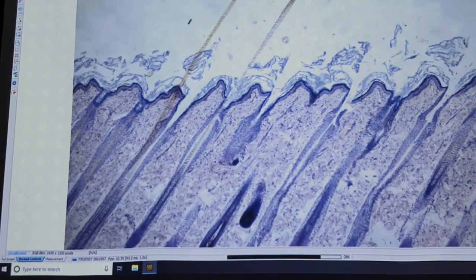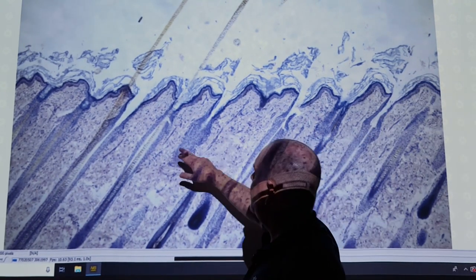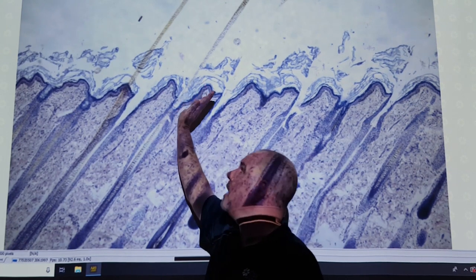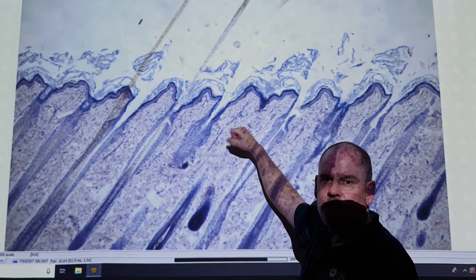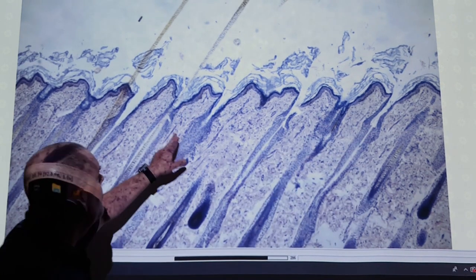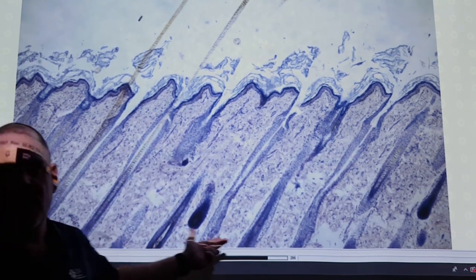Don't know if I can do the camera work, so bear with me, everybody. Here's one right here. See this one right there. Another one right here. A very nice one right there. Those are erector pili muscles, which pull on the hair follicle to stand the hair up. When they pull on the hair follicle, they yank down on your epidermis, creating goosebumps appearance. But these are the erector pili muscles, nowhere near as large as they look on those models, are they?